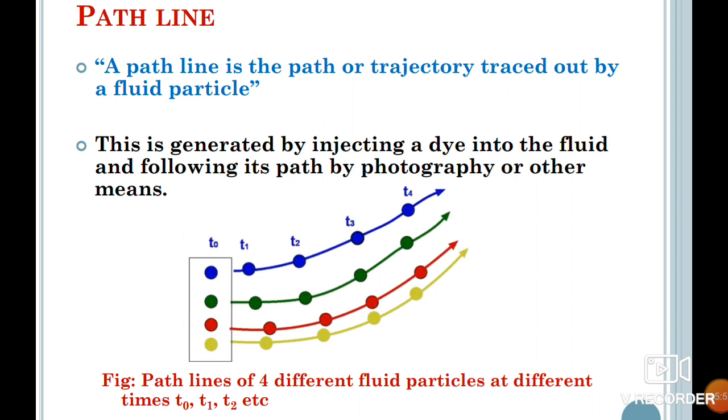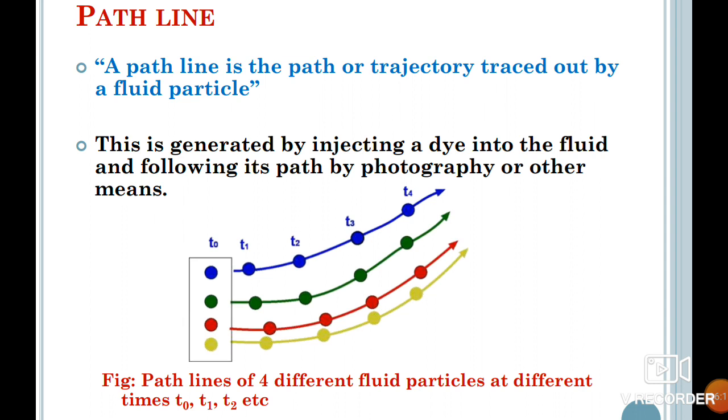So here you can see four particles of fluid flowing from a pipe or something. Blue is a particle, red is a particle, green is a particle, and yellow is a particle. Different particles of fluid. The blue particle, at time t0 it was inside the pipe, and at time t1 it comes out of the pipe.